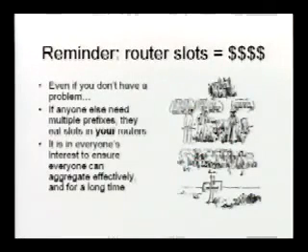Router slots cost money. Even if it's not a problem for you, even if you get a /12, if other people have to go back and get more and more and more prefixes, they're eating slots in your routers if you have a full routing table. Everybody loses unless everybody can aggregate effectively.